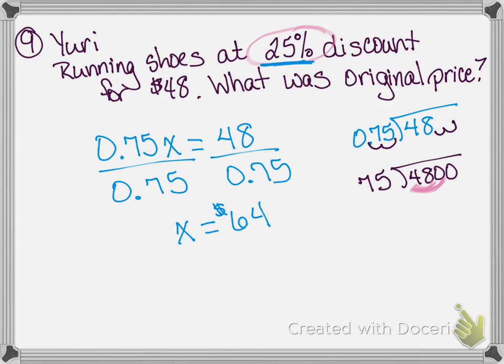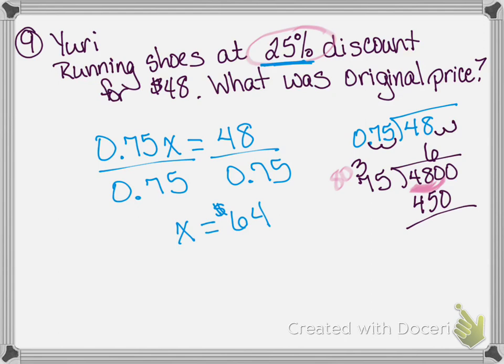Now, what you're going to do is think about this: 75 is about 80. It's not perfectly 80, but it's about 80. So how many times would 8 go into 48? The answer to that is 6. So that is where we get our 6 from. 6 times 5 is 30. 6 times 7 is 42, plus 3 is 45.